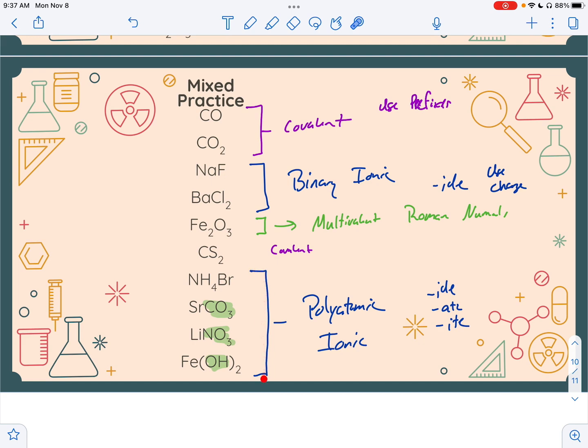Also, polyatomics are something that we learned about. They do not use prefixes and they use charge. Their endings are a little bit different. Some are ide, some are ate, some are ite. So just be aware of the polyatomic groups in your compounds when you're doing your mixed naming.